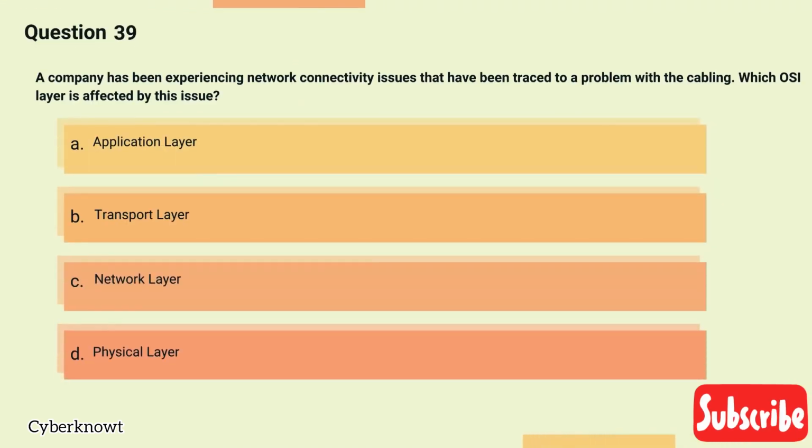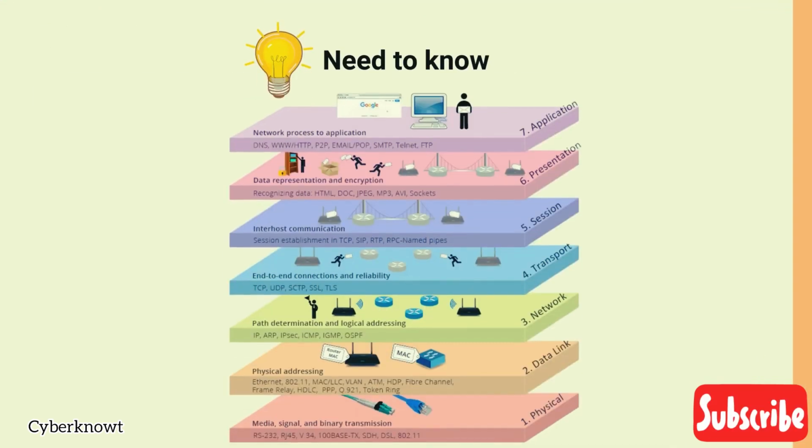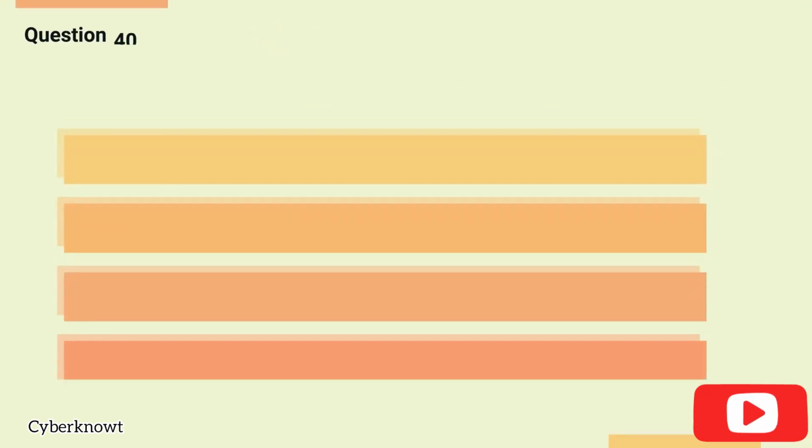Question 39. A company has been experiencing network connectivity issues that have been traced to a problem with the cabling. Which OSI layer is affected by this issue? Option A. Application layer. Option B. Transport layer. Option C. Network layer. Option D. Physical layer. The correct answer is Option D. Physical layer. Explanation. The physical layer of the OSI model deals with the transmission of data over the physical mediums such as cables.